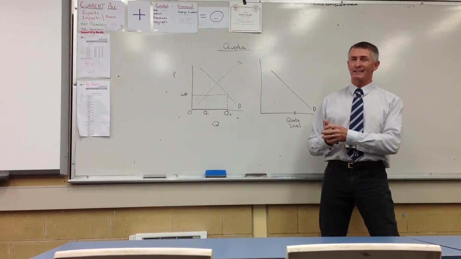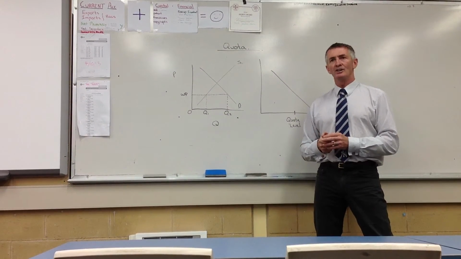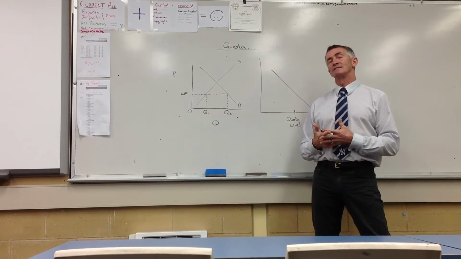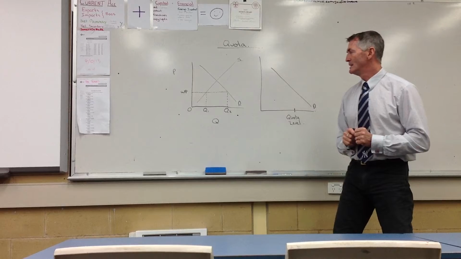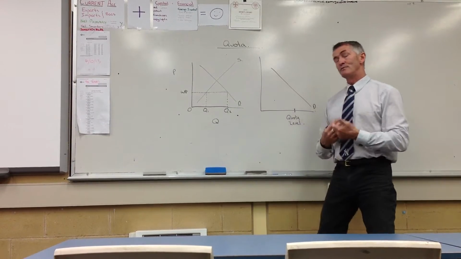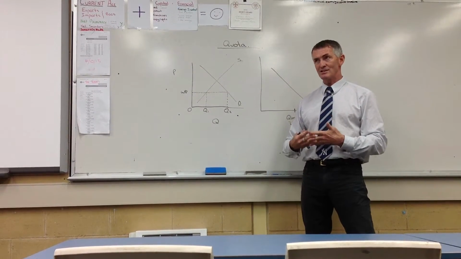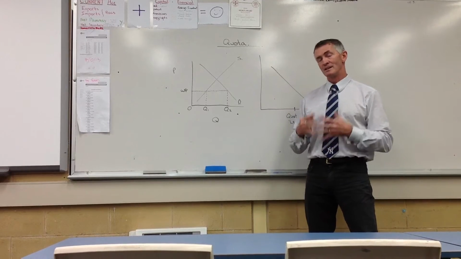Another form of protection that can be used is a quota. A quota is a limit on the number of things that are allowed into the country. Now there's two different ways to show the effects of a quota. Start with this one. If you're familiar with the tariff diagram, essentially you're using the same diagram. So let's run through the logic.